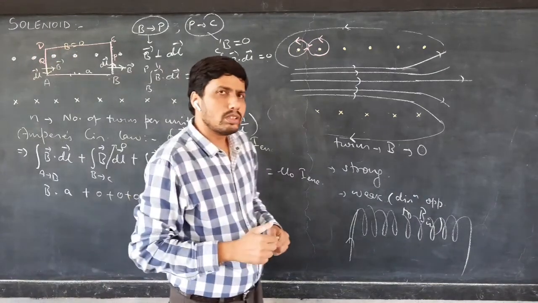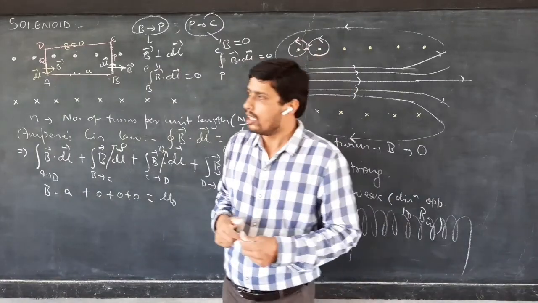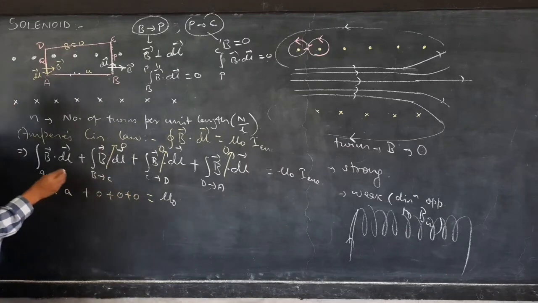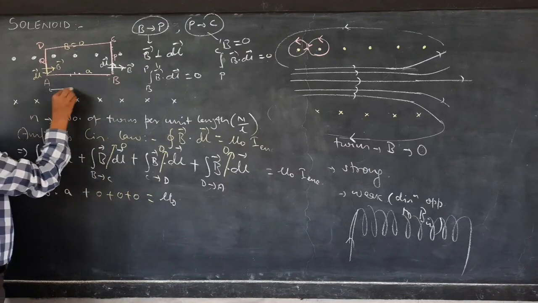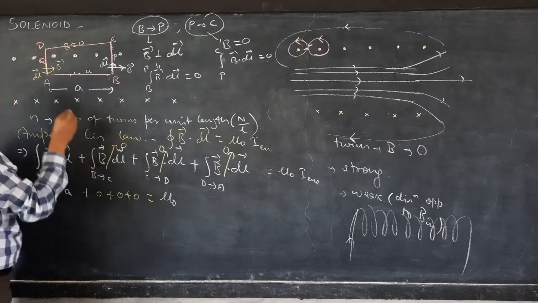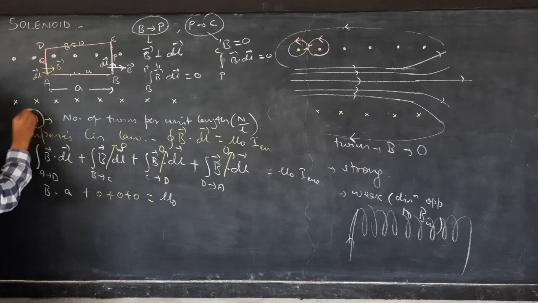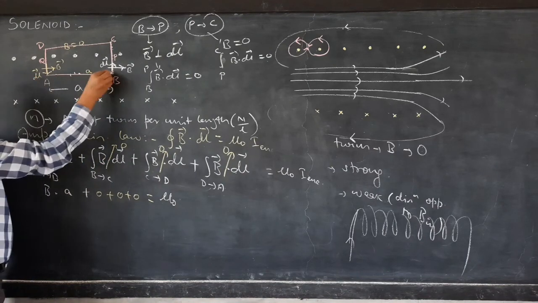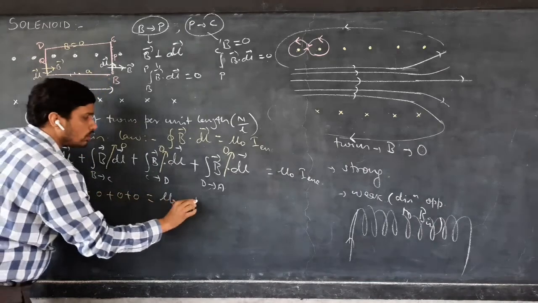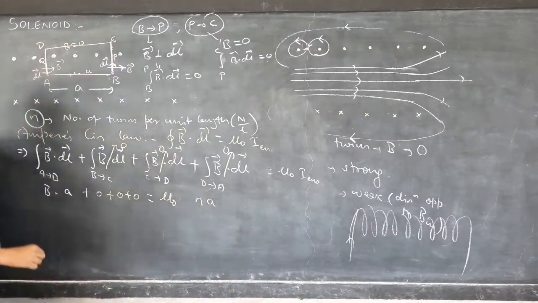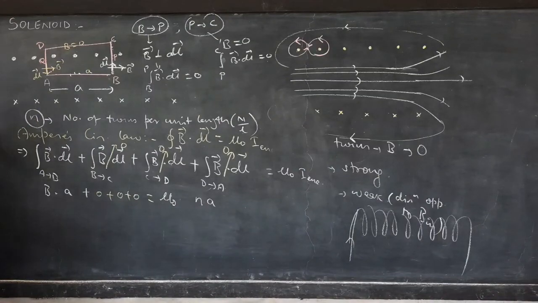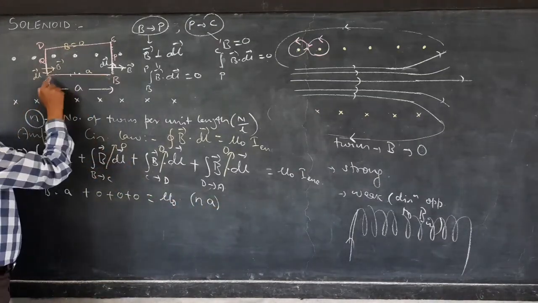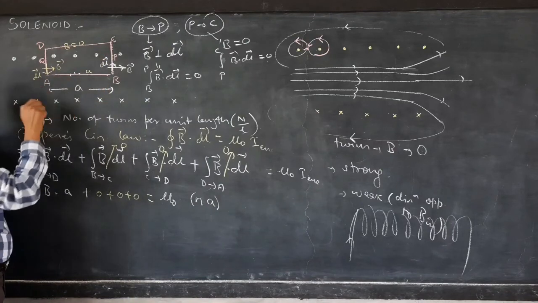But that is just a representation of the figure. Actually, the length from A to B I have taken as small a. This length I have taken as small a. And the number of turns per unit length I have taken as small n. So how many total turns will there be from here to here? Total turns will be small n into a. Clear? This is the total number of turns inside this Amperian loop.